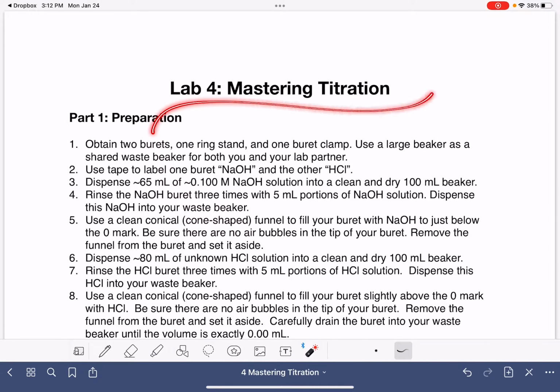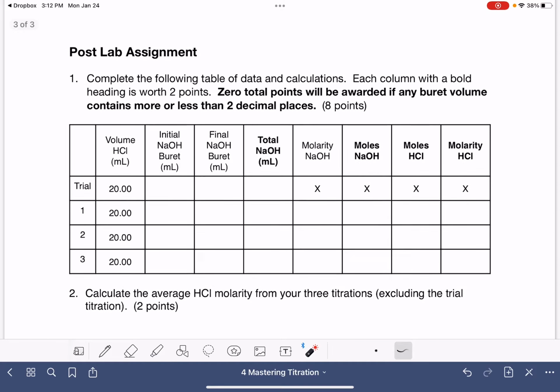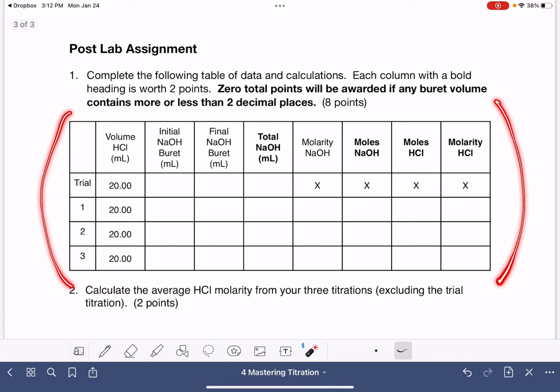I'm going to give you some tips for post-lab for mastering titration. This post-lab assignment only has 2 questions. The first question is just a table with a bunch of data in it.